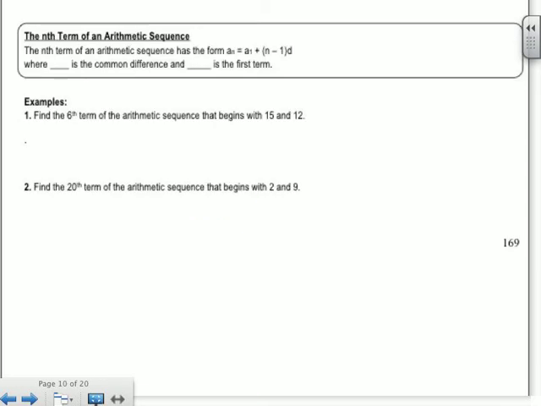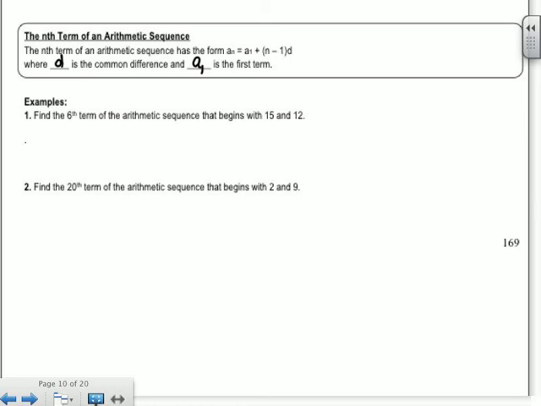All right, so we're going to use that formula. If I want the nth term, I start with my first and I add on n minus 1 of the common differences, where d is the common difference and a1 is the first term.